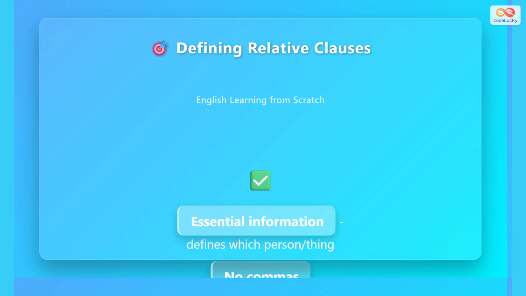Defining relative clauses give essential information about the person or thing they describe. This information is necessary to understand the meaning of the sentence. Defining clauses do not use commas.